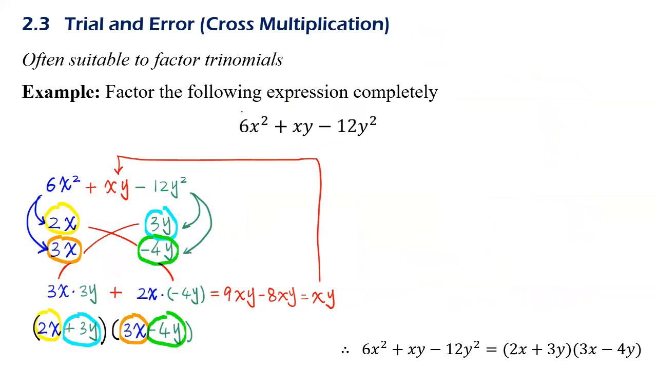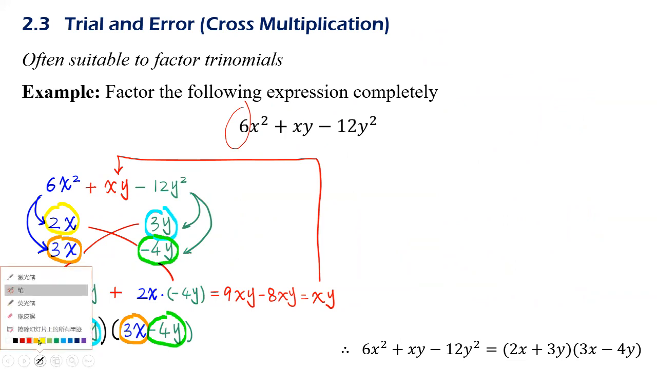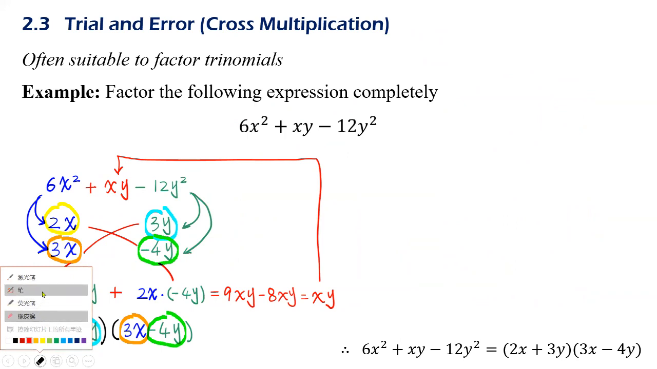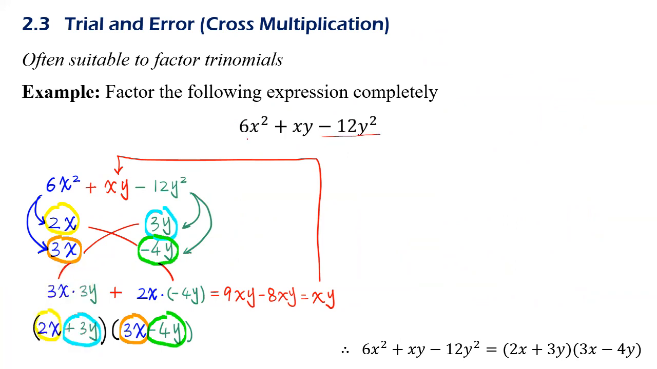Okay, this time we have a coefficient 6 and a term minus 12y squared here. So this time, first of all, we need to factor the first one. 6x squared can be factored into 2x and 3x, right? You need to ensure the product of the two terms is 6x squared.